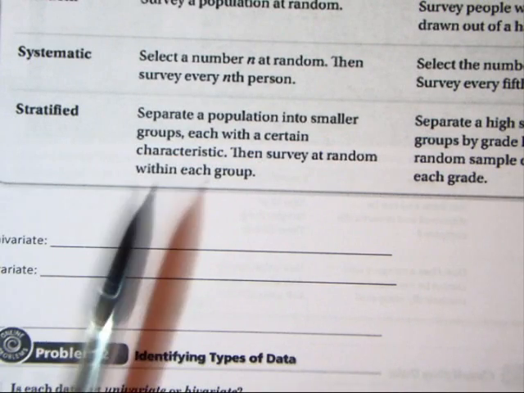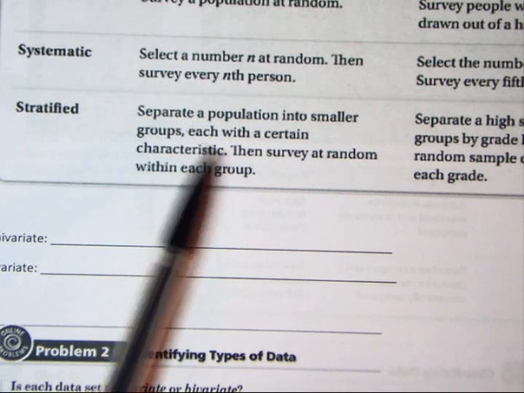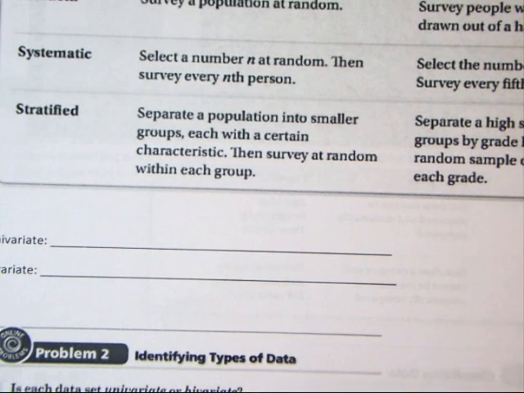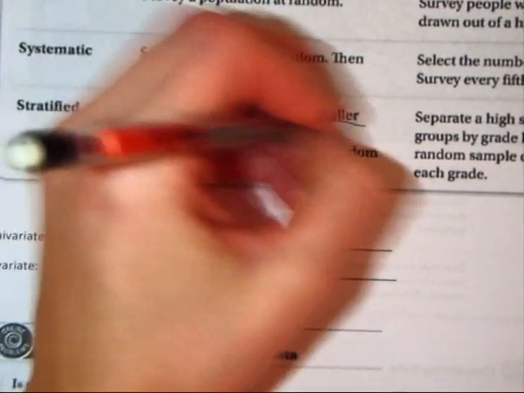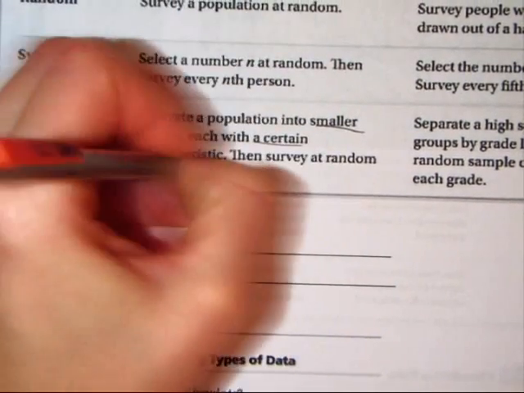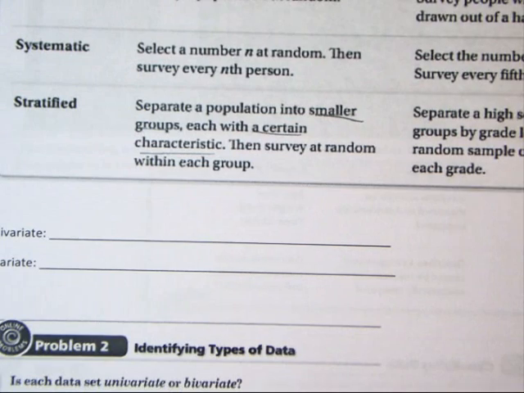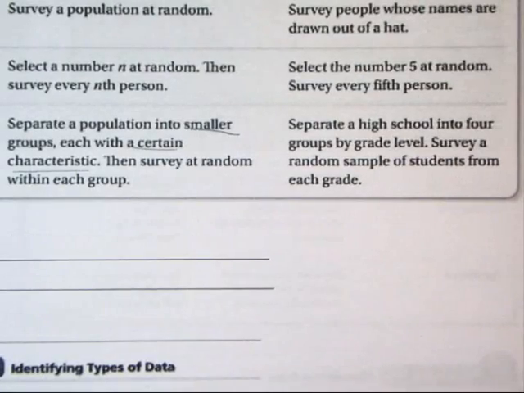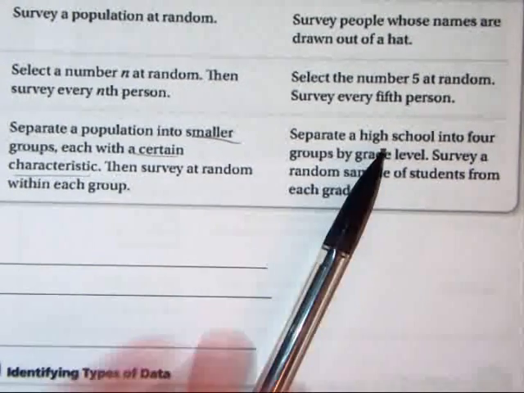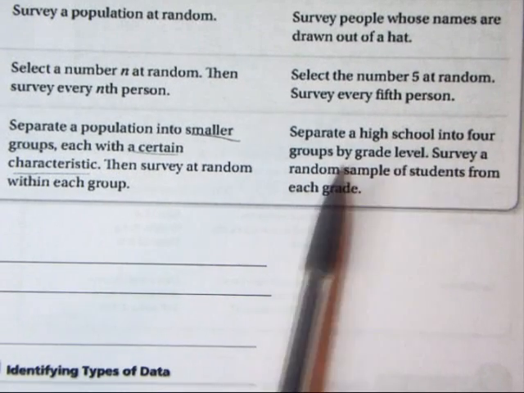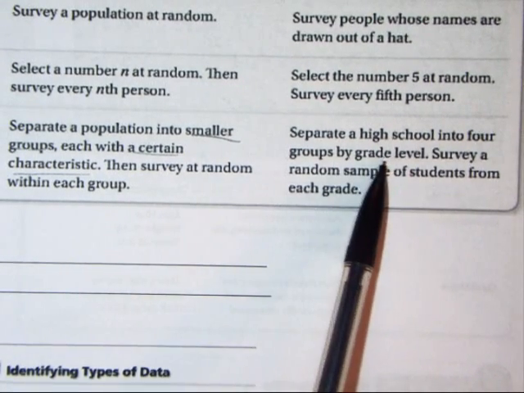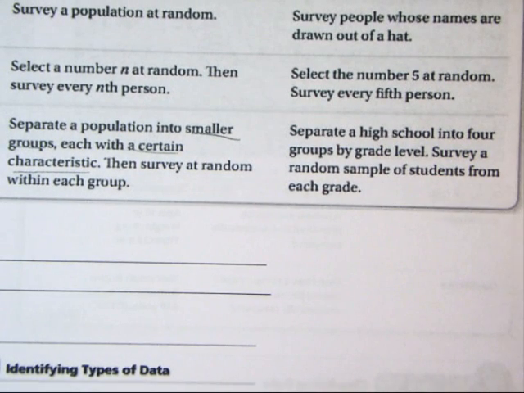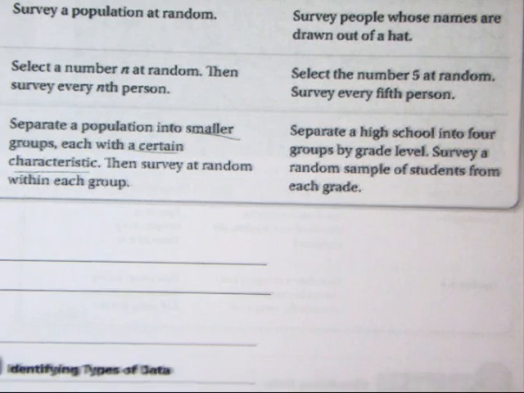Last is stratified. That's when you're going to take a population, you're going to split it into smaller groups, and each group is going to have a particular characteristic. Okay, so we've got smaller groups, certain characteristics. Those are important words. Then you survey randomly within the groups. For example, if you separate a high school into 4 groups by grade level, so we've separated them, and then now you survey random samples of students in those grades.